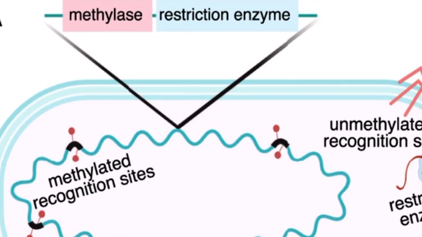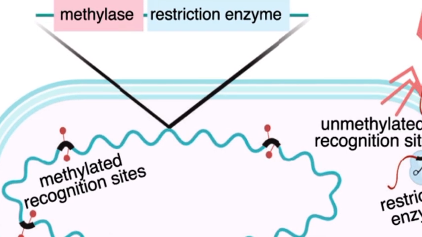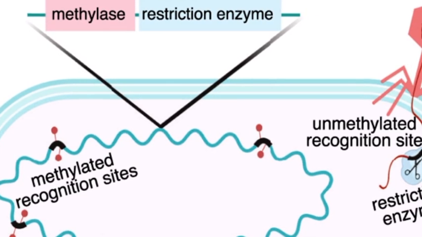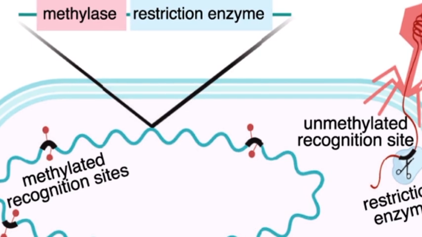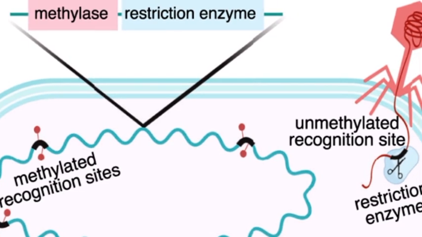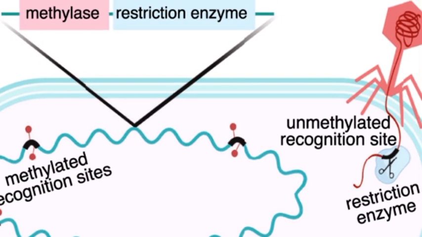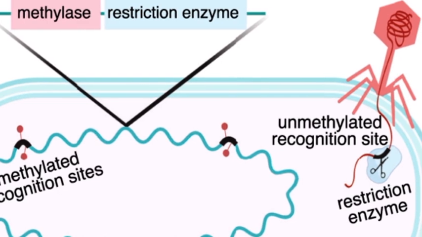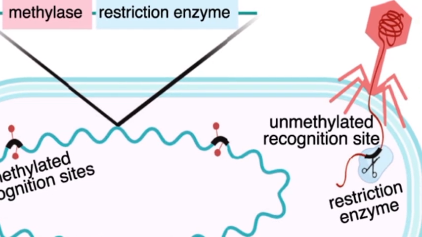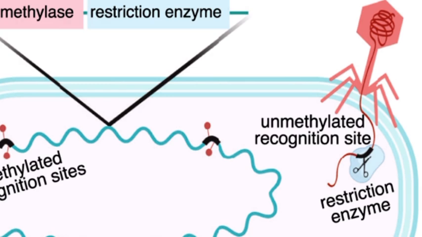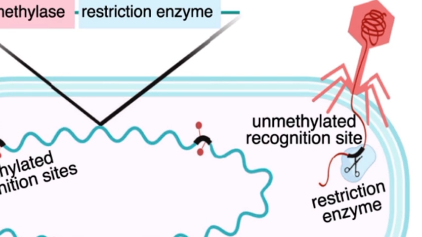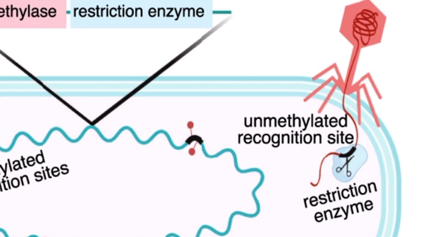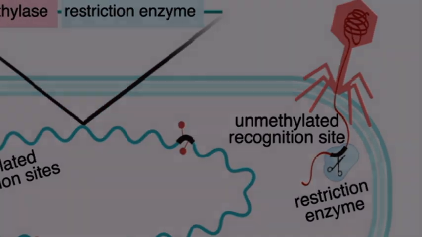When a virus infects its host, it injects its DNA or RNA with the goal of hijacking the host to reproduce. What the bacteria does is label its own DNA by methylation. What this does is make the methylated DNA recognizable to the restriction enzyme. But since the viral genetic material is not methylated, the enzyme will recognize it as foreign material and destroy it.